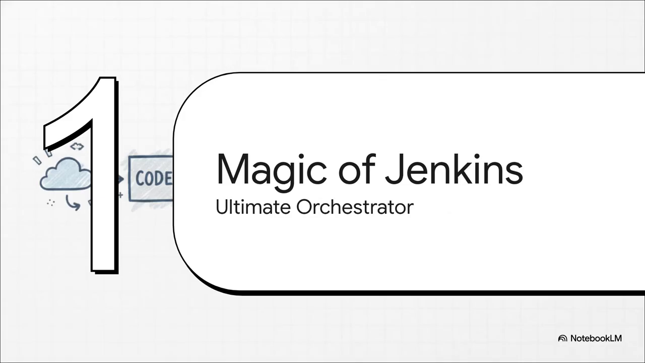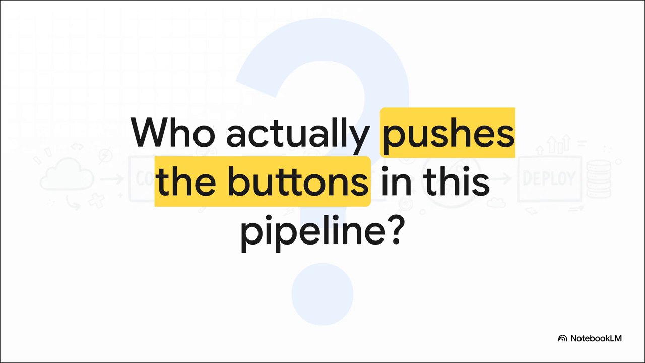And finally, Section 6, the magic of Jenkins, the ultimate orchestrator. We have covered an incredible amount of complex tools. GitHub, Maven, JUnit, Ansible, Docker, SAST, and DAST. But we really need to answer one vital question. Who pushes all the buttons?